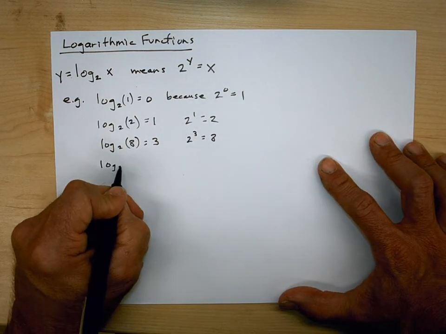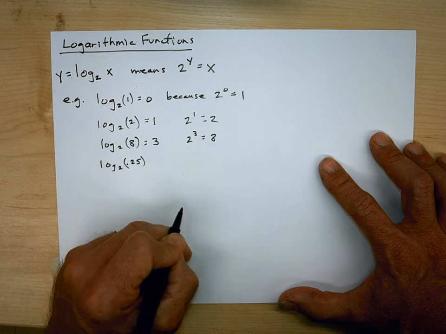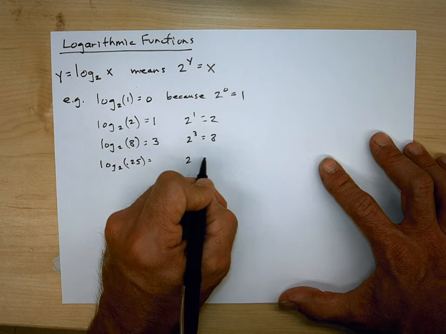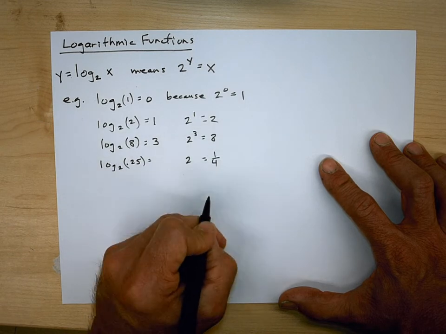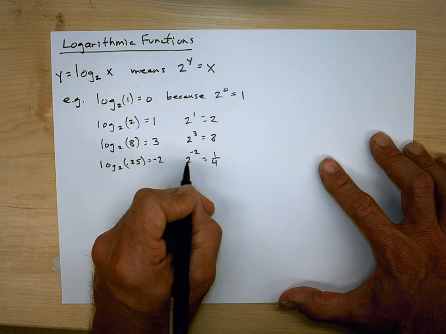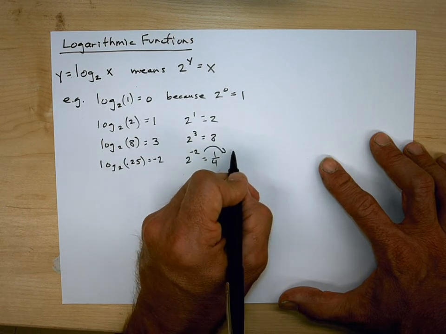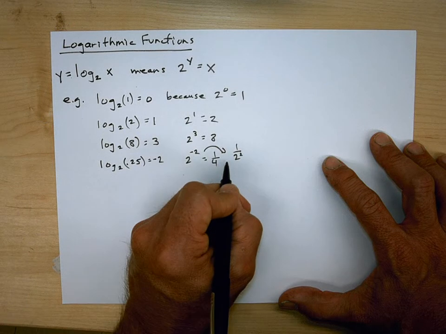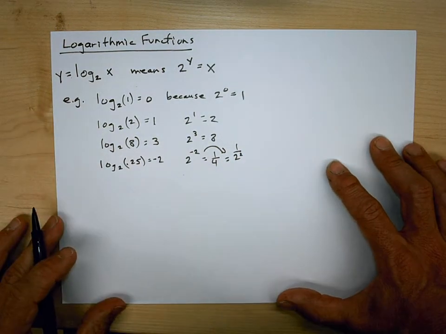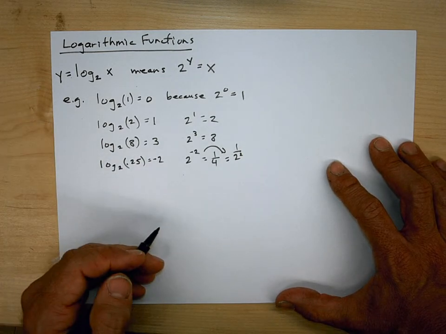One more example, log base 2 of, let's say, 0.25. All right, 2 to what power gives me 1/4? Well, it's negative 2, right? Because 2 to the negative 2 is the same as 1 over 2 squared, which is the same as 1/4. Okay, so this is just reviewing what this notation means when we say logarithm.